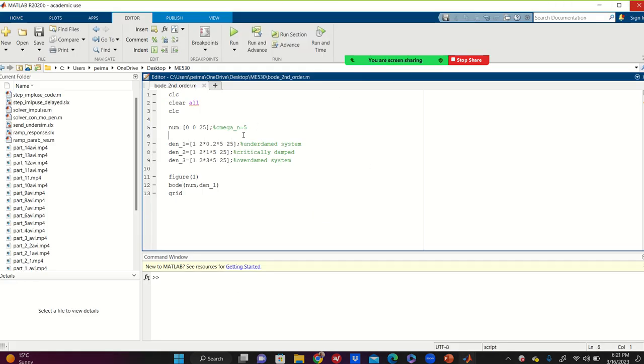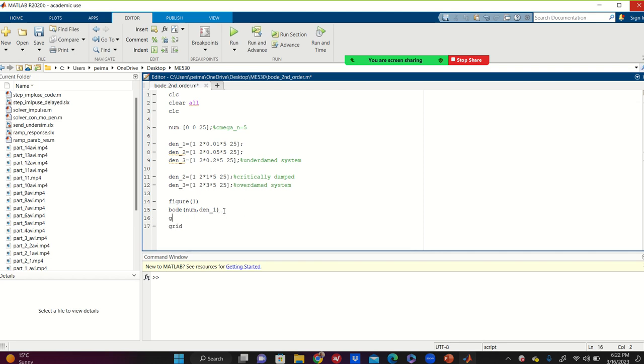Now let me do this. Then 1, then 2. No, let's do this. I'm gonna make the system very underdamped. Means 0.01, then 0.05, and then 0.1, and 0.2. That's fine. All of them are underdamped systems: very underdamped, a little underdamped, underdamped.